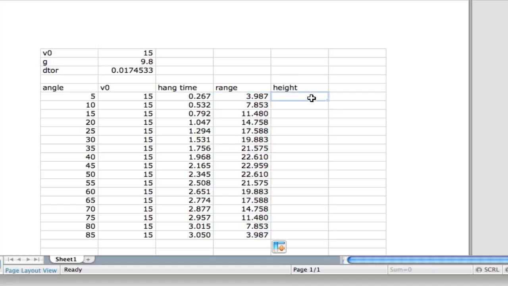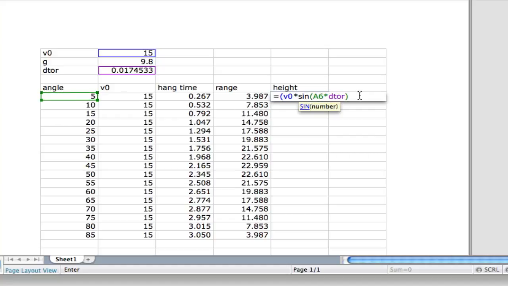Finally, let's go ahead and do the height. So this is the beauty of Excel. The height is going to be V0 squared sine squared theta over 2g, so that's going to be V0 times the sine of our angle theta. I might have said 2 theta. I meant to say sine of theta times our conversion factor.